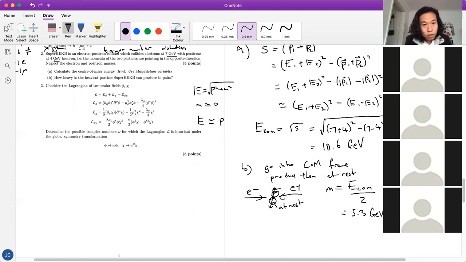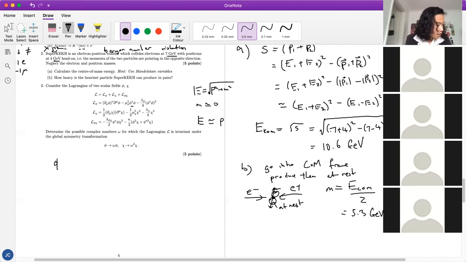So looking at some of these terms, you've got these phi star phi terms, and since these are global transformations, the d phi star d phi term will just transform the same way as phi star phi. So I only have to look at phi star phi to convince myself that this transformation is going to be invariant, then it should be fine.